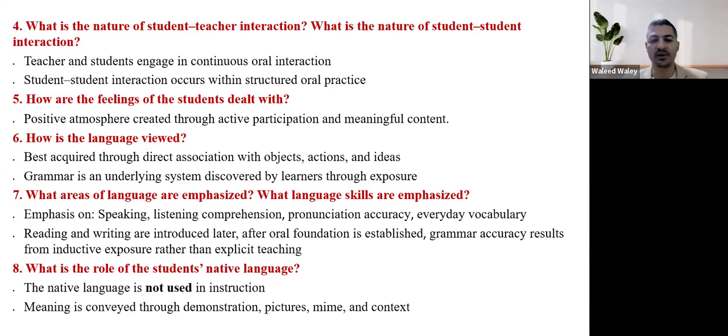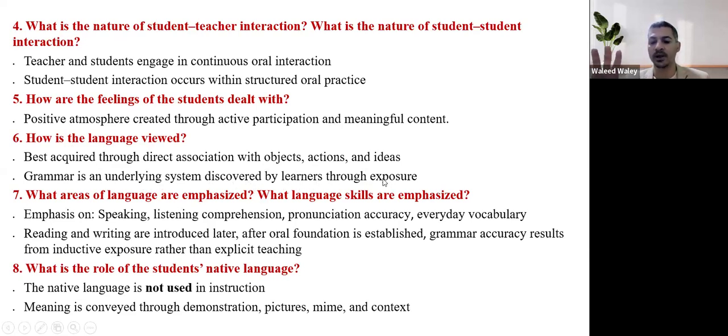A positive atmosphere created through active participation, because it's the opposite of the grammatical translation method. There was no active participation, and here we have active participation and meaningful content. How is the language viewed? Best acquired through direct association with objects, actions and ideas. And here the grammar is underlying system discovered by learners through exposure.